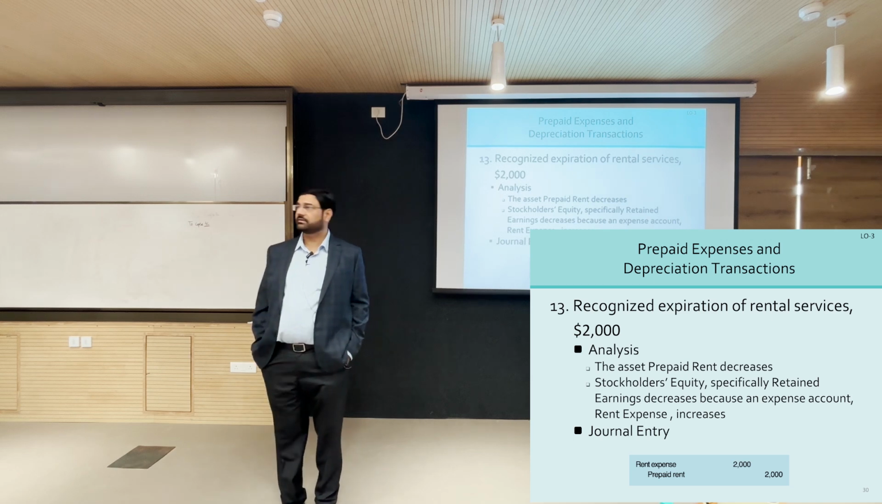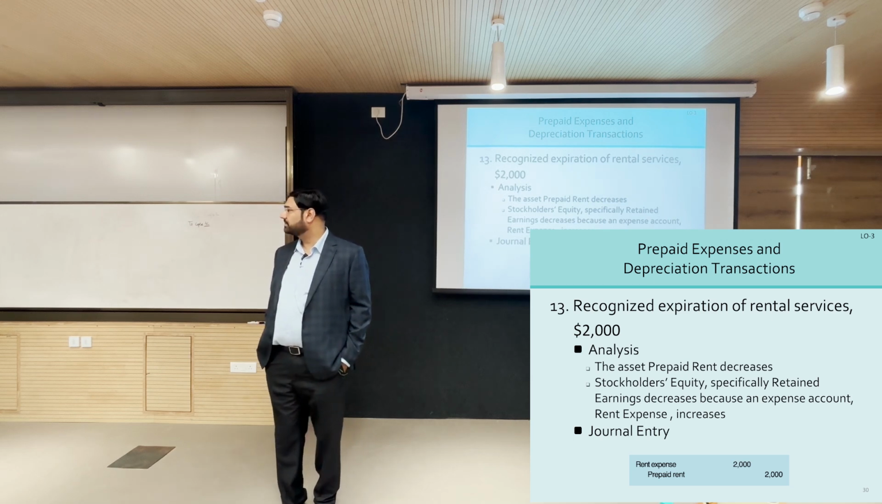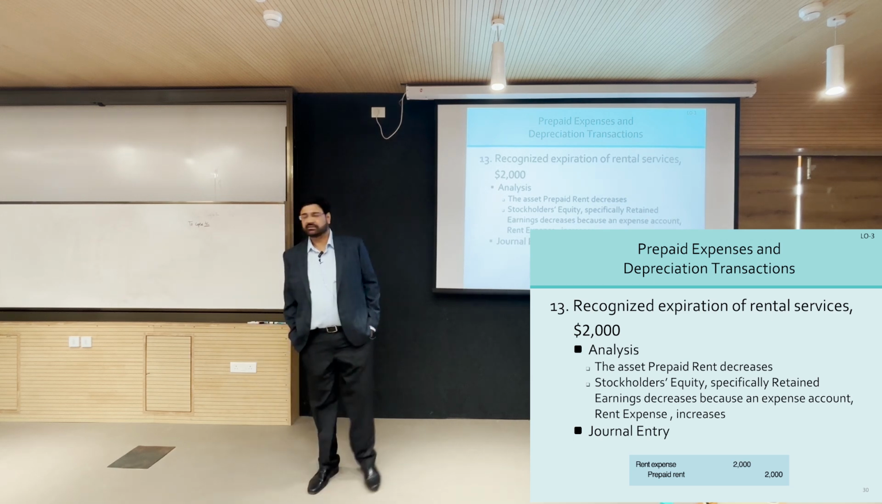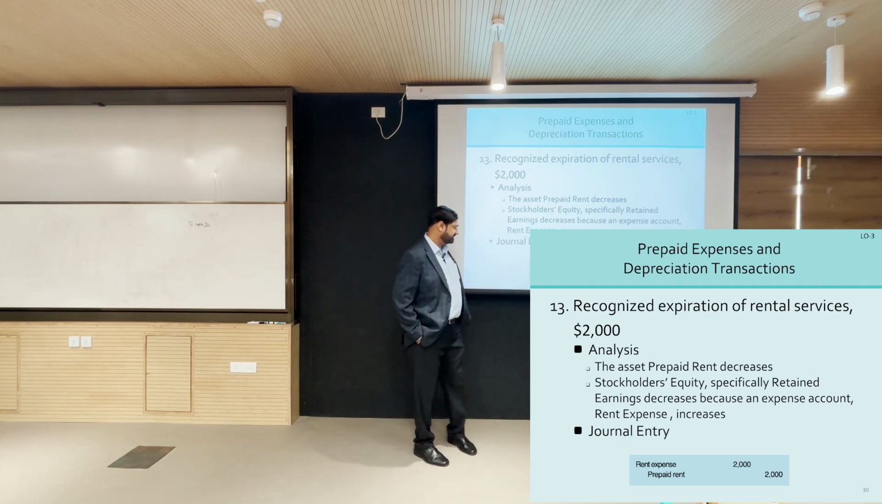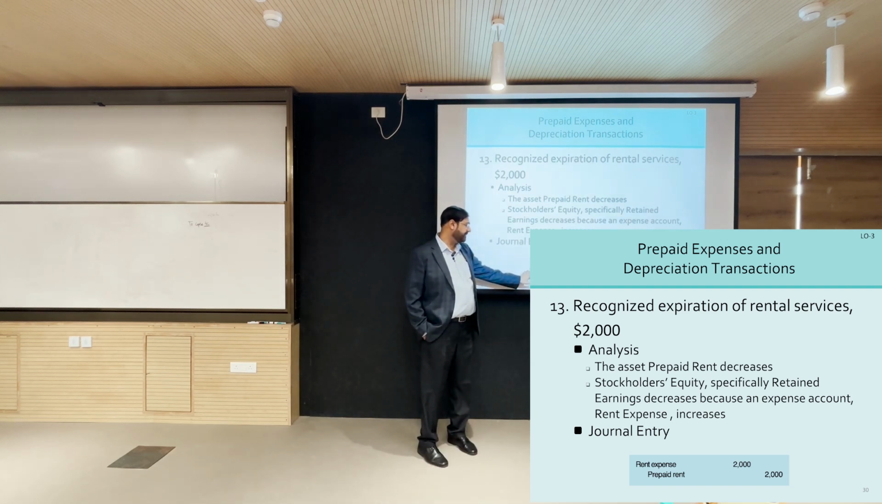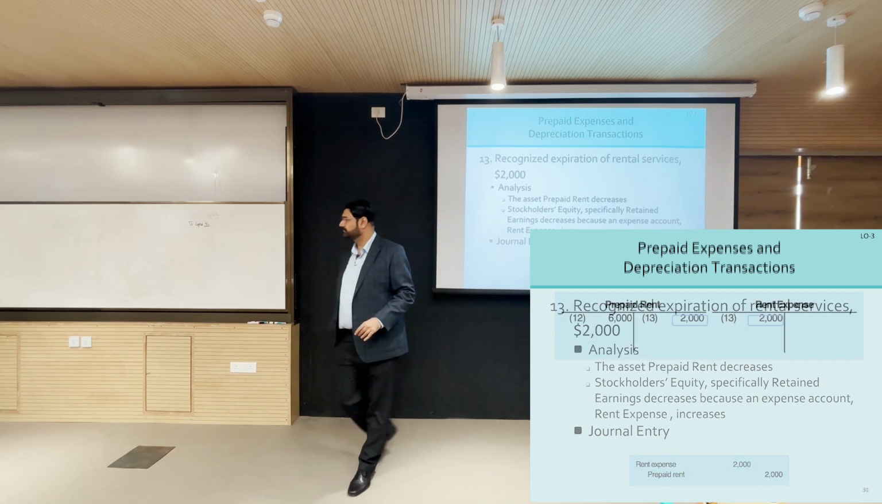Are we clear? We are all clear on this? Decrease in asset is credit, prepaid rent is credited. Rent expense debited, prepaid rent credited. So, this is the journal entry. Let us go to the next one.